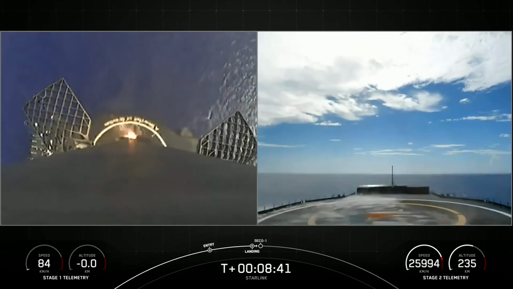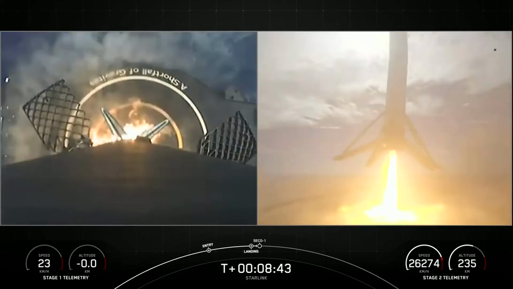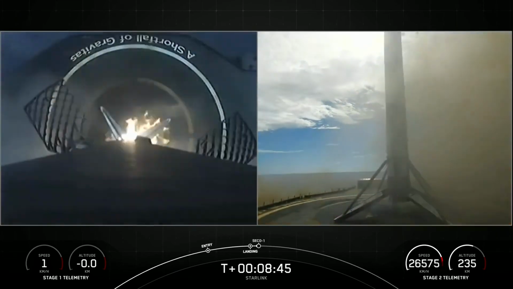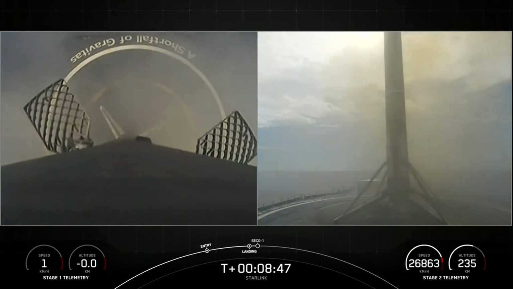Stage 1 landing leg deploy. Stage 1 landing confirmed.